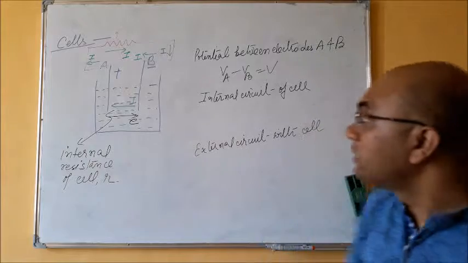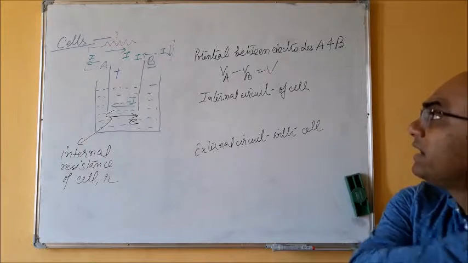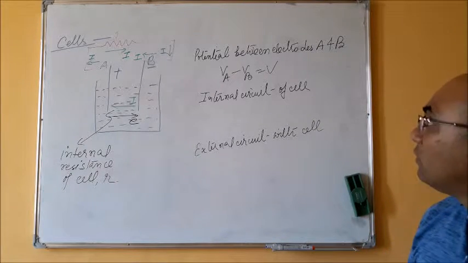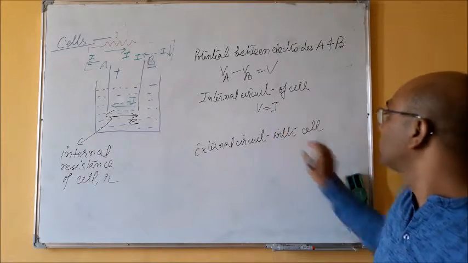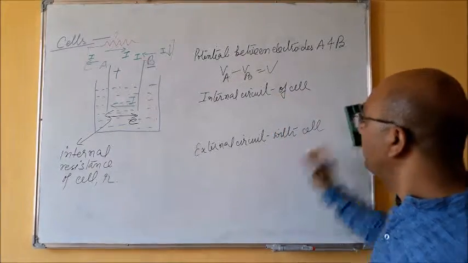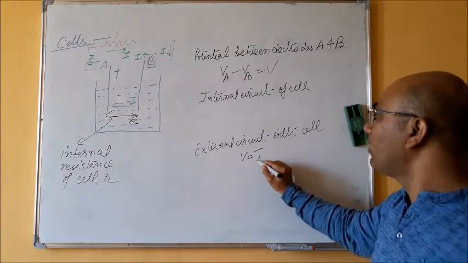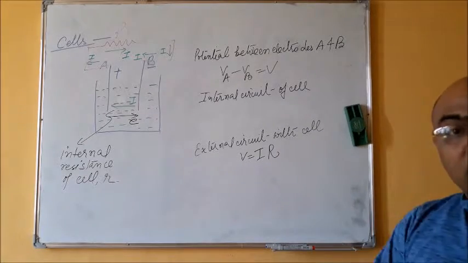So you see this resistance has a current I. So what is the value of this V here? So V will be IR. Sorry, V will be IR for the external circuit, right?